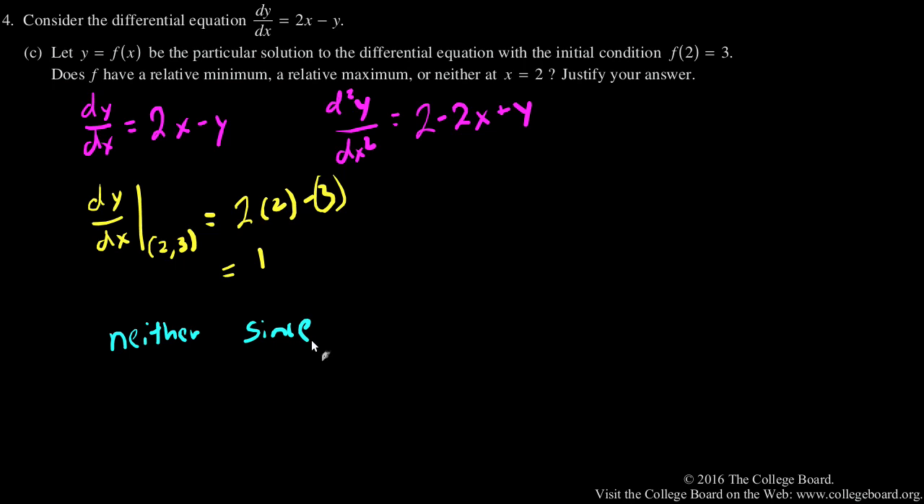since dy/dx evaluated at the point (2, 3) does not equal 0. And that's it. If it did equal 0, we'd plug 2 and 3 into here and see what happened. But since it doesn't equal 0, we have neither.